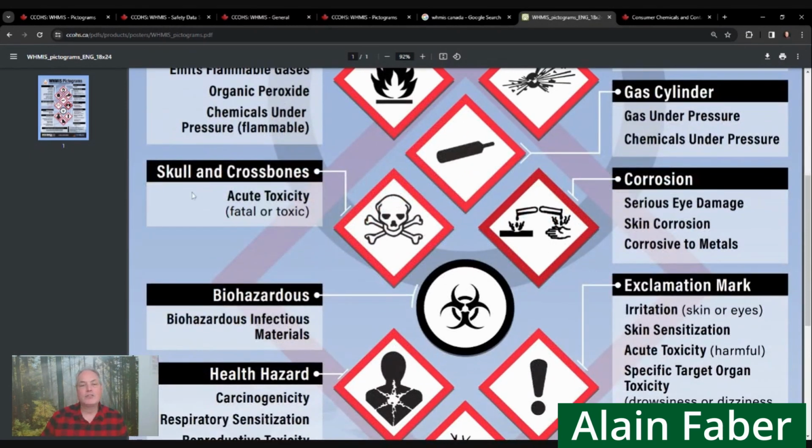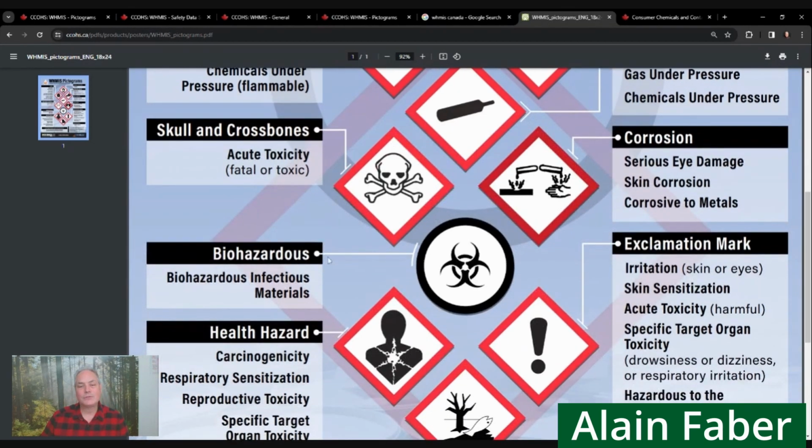The next one here is skull and crossbones. This one is acute toxicity. That means that a very small quantity, or something bigger, if it ends up in your body, either through the airways or the digestive system, can be fatal. So this is quite dangerous. Another word for that would be a very acute poison.